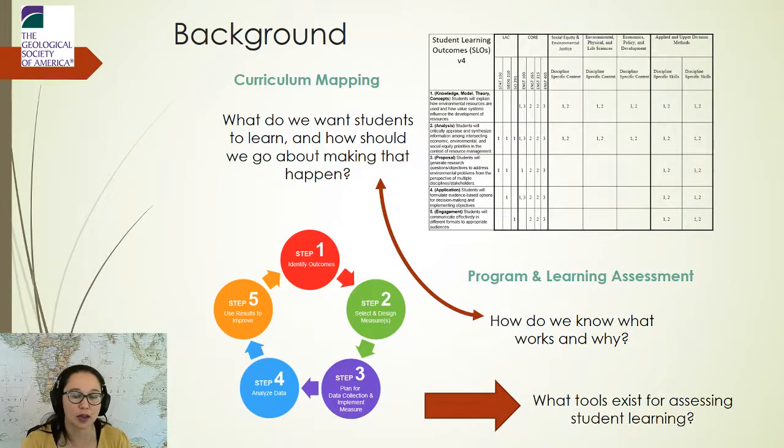And so when I was looking at this curriculum mapping, thinking about how my courses fit into the curriculum and what we want students to know and understand coming out of our program, I started researching what tools exist for assessing student learning. So at a basic level, we've got quizzes, exams, papers, some mix of low stakes and high stakes assessments that we can use in our programs.